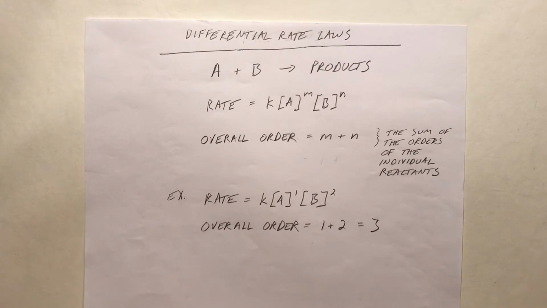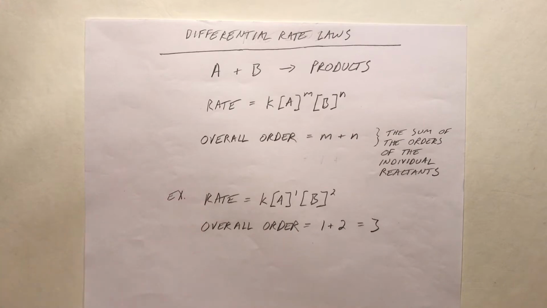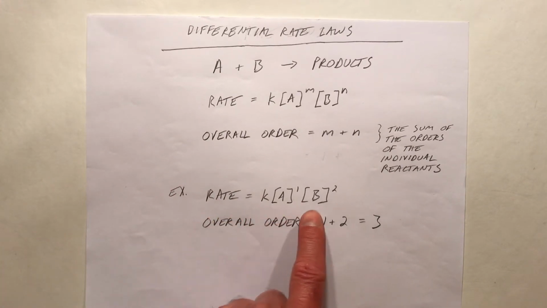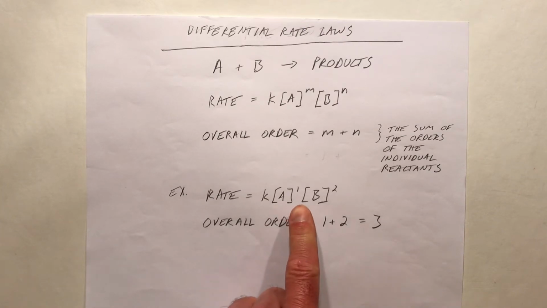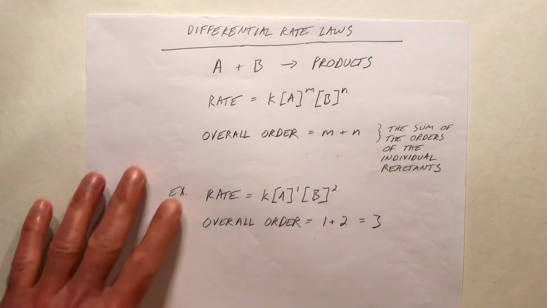Here's an example. Let's say we have a reaction with this rate law, where the rate of reaction is equal to K times the concentration of A to the first power times the concentration of B to the second power. We would say that this reaction is first order in A, second order in B, and 1 plus 2 is 3. It's third order overall.